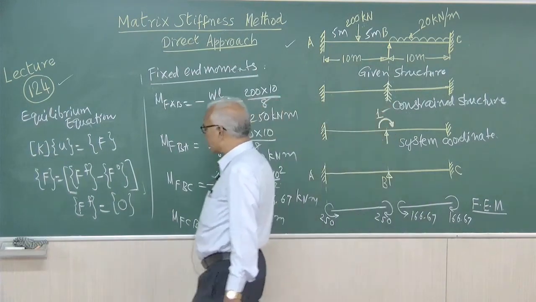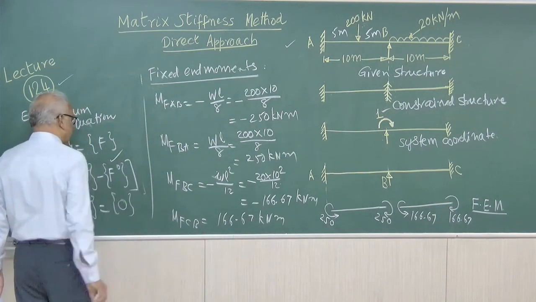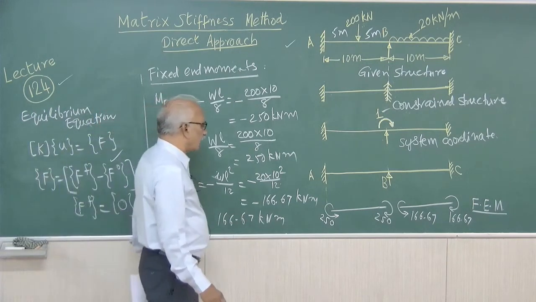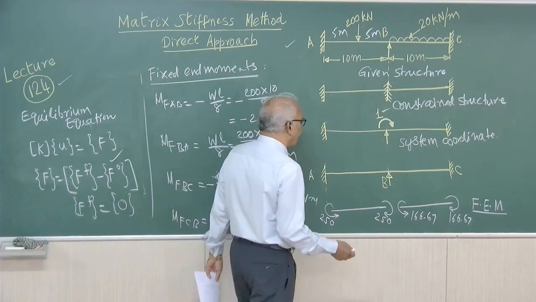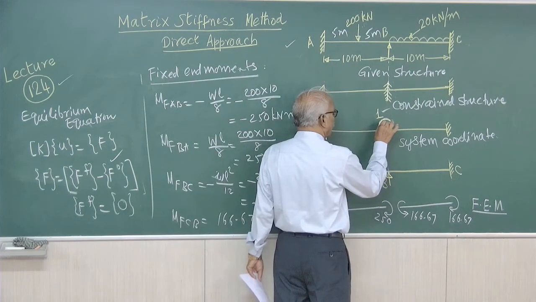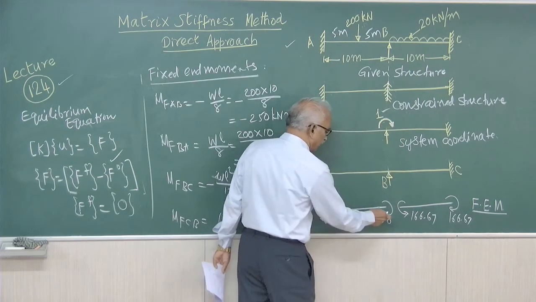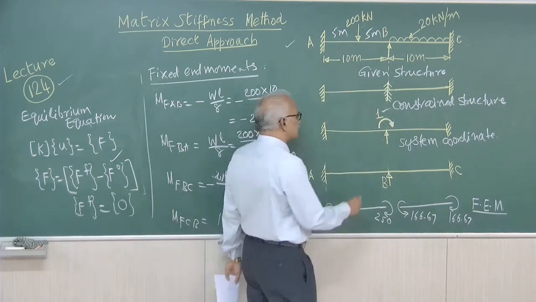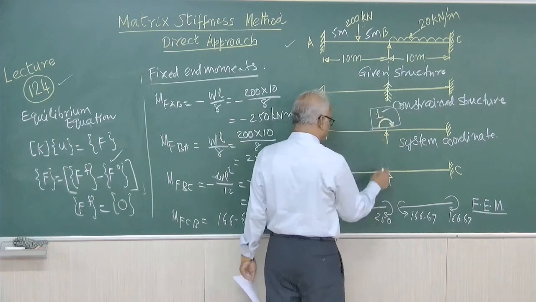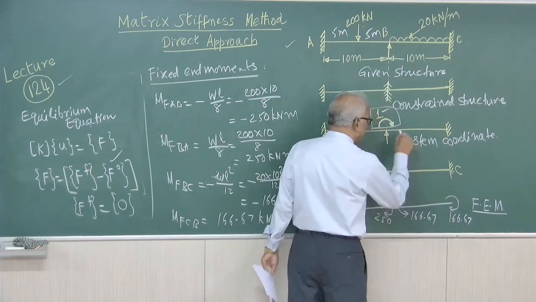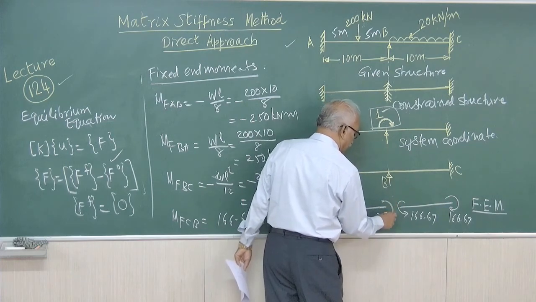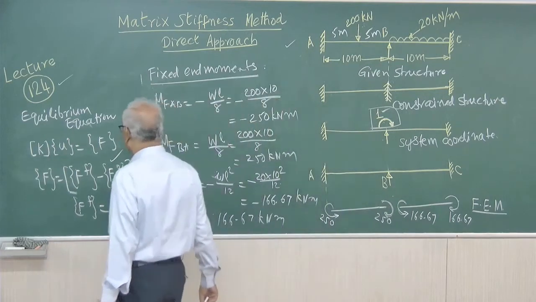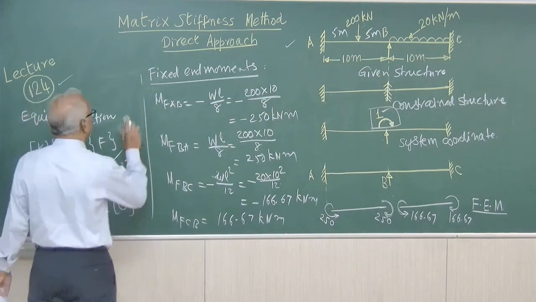Now F naught is the fixed coordinate forces, that is forces resulting from the given loading at the system coordinate. At the system coordinate means we find out the fixed end moments in both AB and BC. Along the system coordinate, we have a clockwise moment 250 and an anti-clockwise moment 166.67.